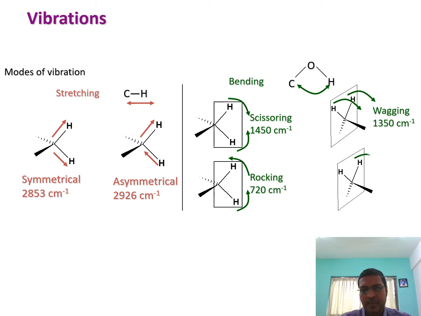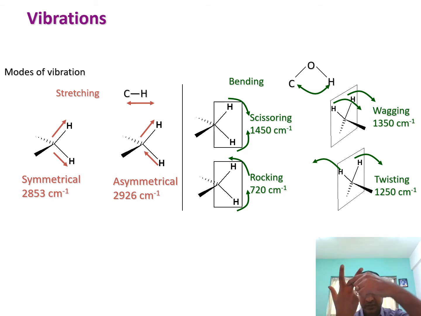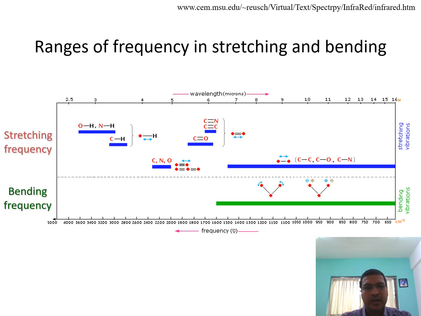Now, the next one is known as the twisting. The two different sides, the two atoms are going, the central atom is here. The two atoms are going back and forth like this. That is the twisting. Now, here's the range of the frequency in the stretching and bending.